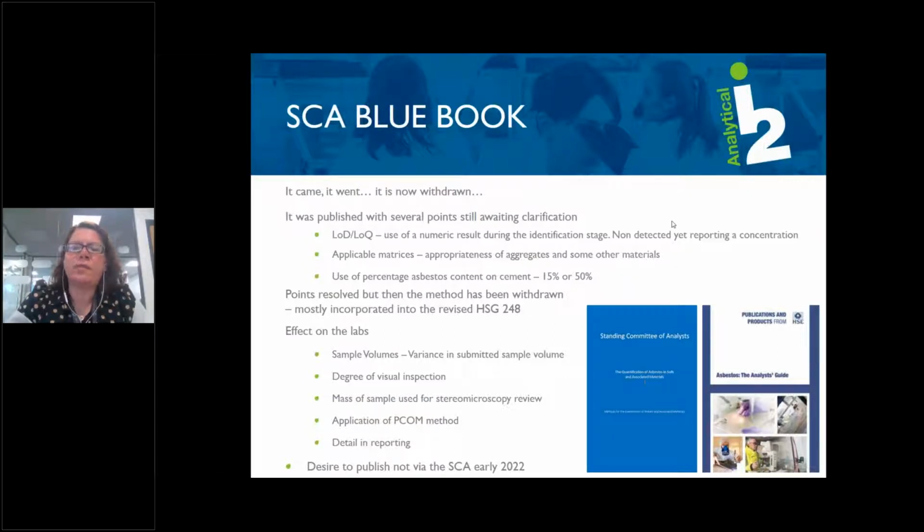There were some requirements in there around detailed reporting, so you get a lot of information about the fibres you've got: the length of fibres, the dimensions of the fibres, and if you've got different asbestos types, how much of each one. But at the moment, there is no desire to publish it through the Standing Committee of Analysts, so an alternative route is being looked at such that this method can come out and be a good viable method. Because, as I mentioned before, there is a reference document in HSG 248 that is largely around site surveying. It's a very different analytical protocol and gives you very different data. So we're trying to get this method published, so that there is more of an industry standard reference method.